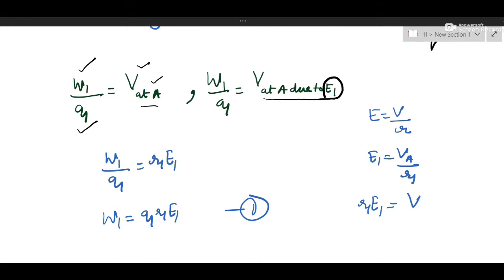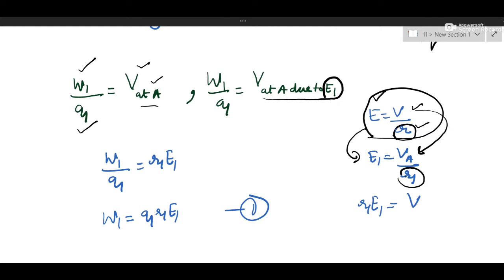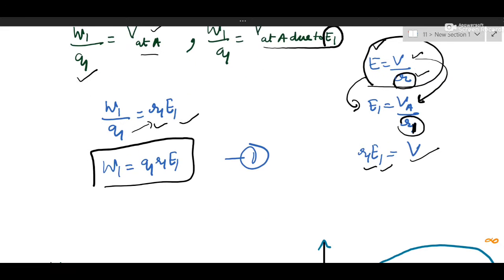How do we open the potential? We have already seen it and we will see it once again. Electric field is potential upon distance, that is, electric field is potential gradient. E is E1, V is to be found, and R is R1 because you have brought only the first charge. So V is equal to R1 E1. Substitute here and bring Q1 to this side. So this is your first work done in bringing the first charge.